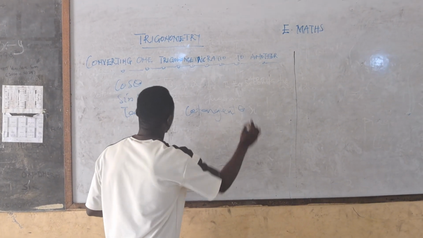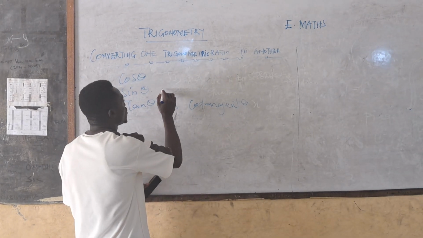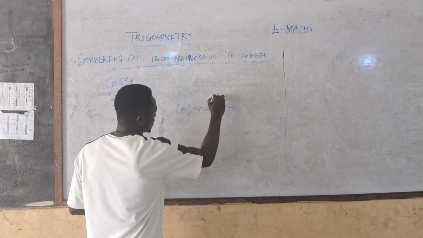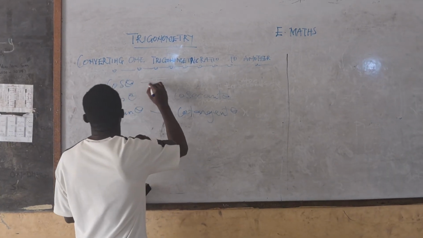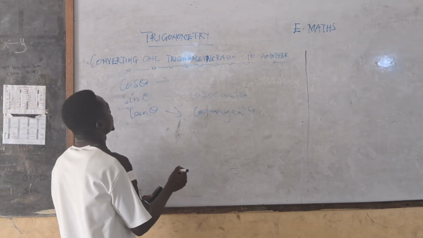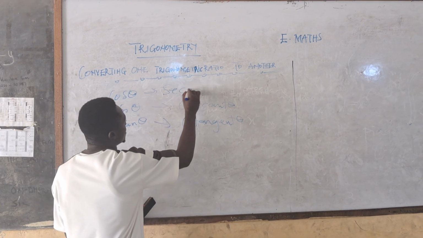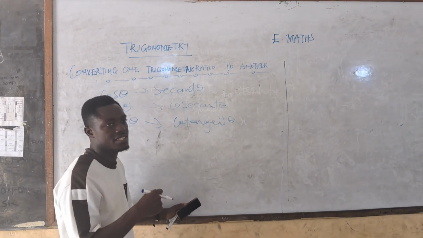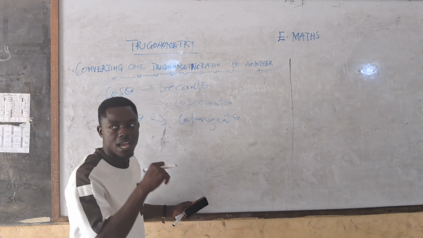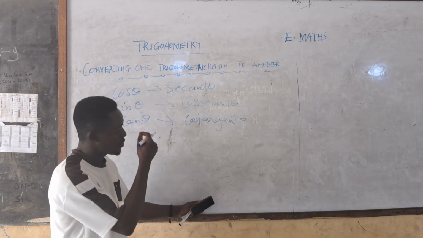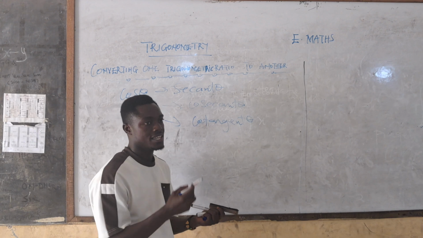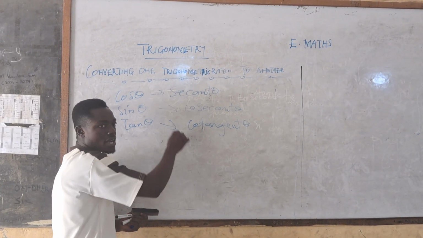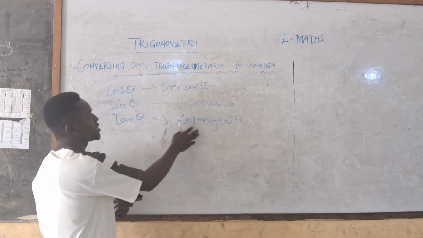Cotangent of the angle. We also have cosecant of an angle. Then we also have secant. If you don't know where we got all these from, visit the previous video or lesson, and you will know how you can use the main ratios to reduce these ones.